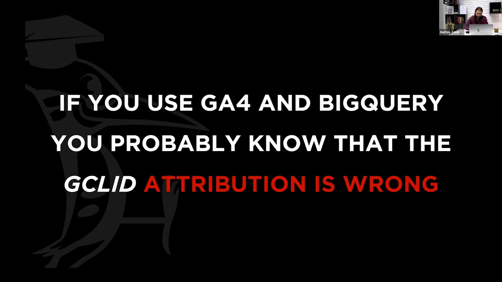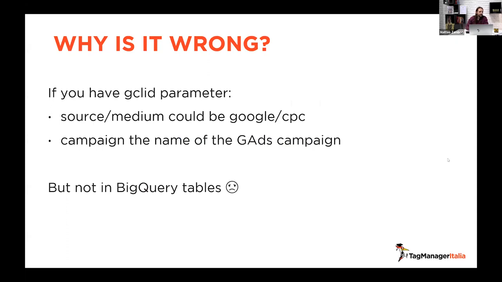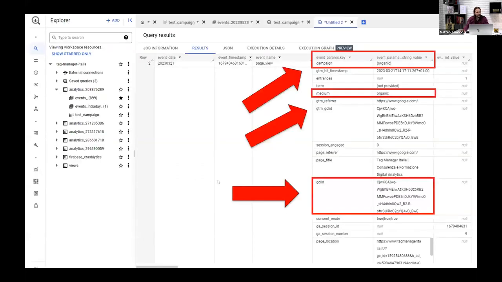And probably if you use GA4 and BigQuery, you probably know that the GCLID attribution is wrong. The problem is about source, medium, and campaign. In GA4 it's okay. It's not really 100% accurate, but in GA4 there is campaign and there is Google CPC attribution. But there is a little problem in BigQuery, because the campaign is organic, the medium is organic, but we have GCLID information.